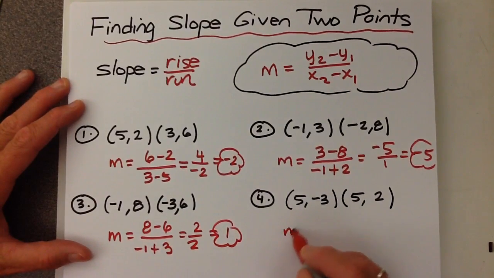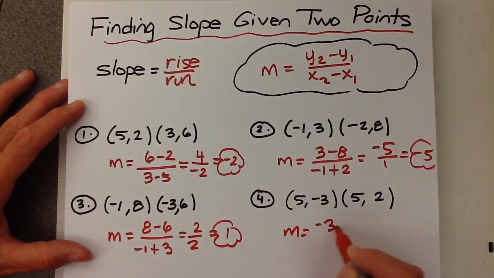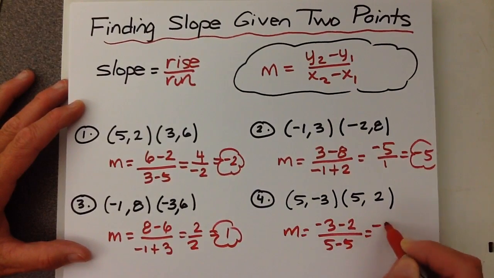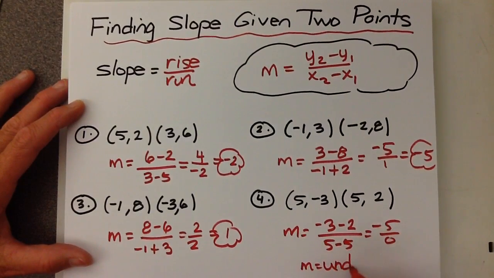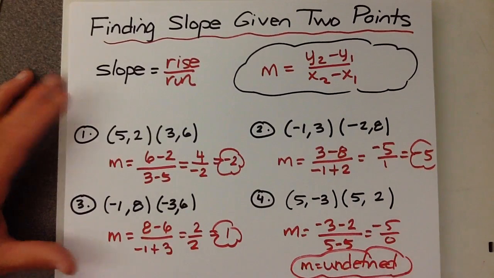And over here, I'll start with a negative 3. Negative 3 minus 2, 5 minus 5. We get negative 5 over 0. And you know if you get 0 on the bottom of a fraction, the slope is undefined. If I had a 0 on the top of a fraction, the slope would be 0.